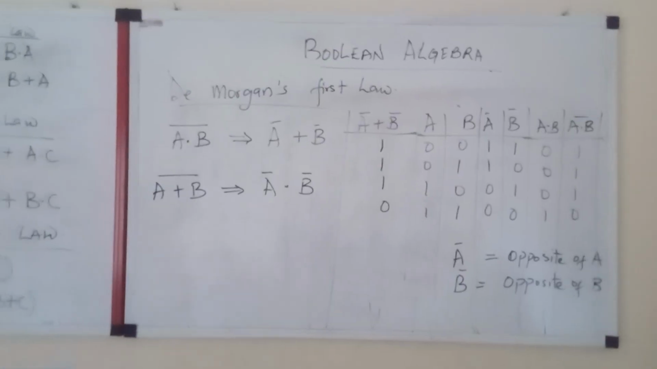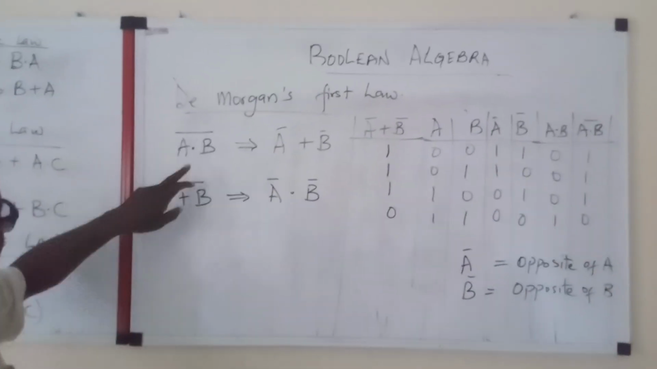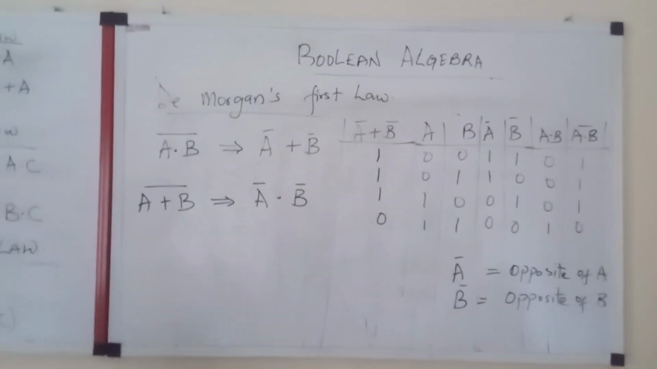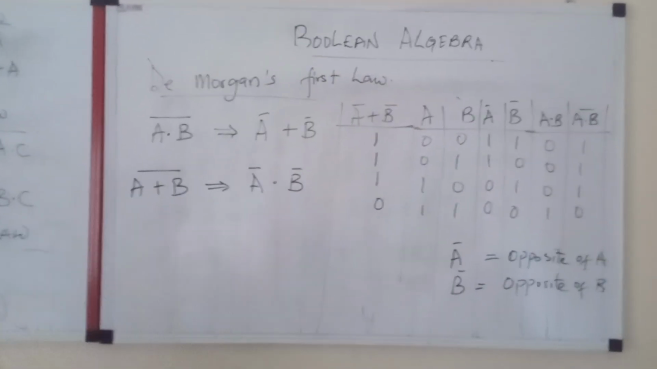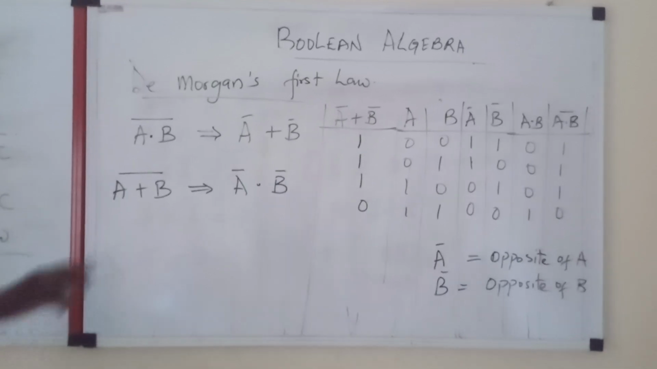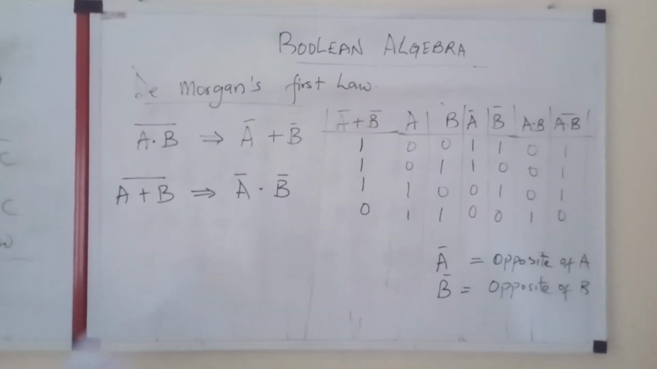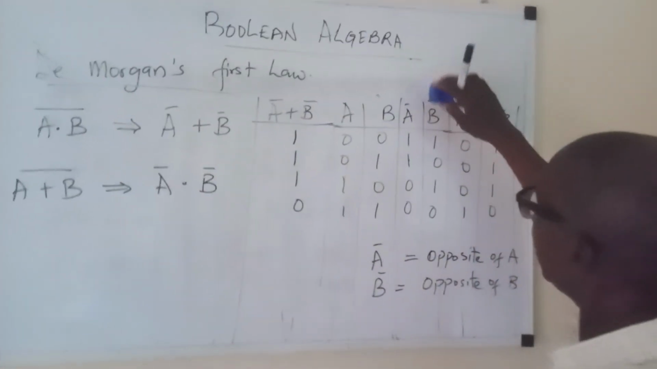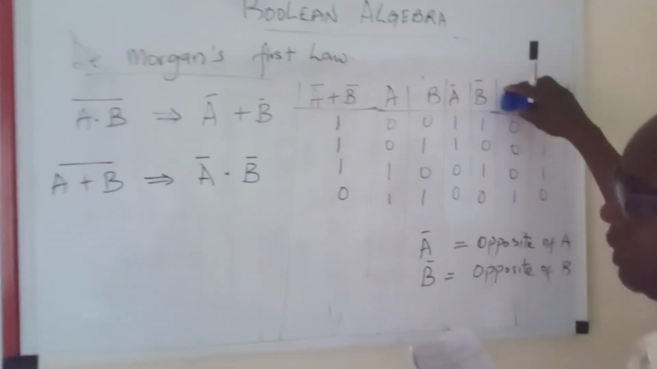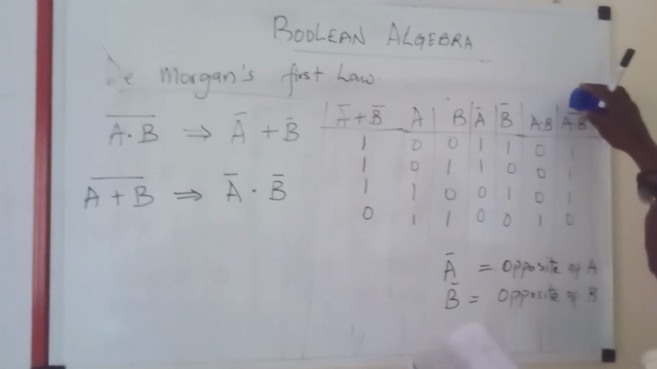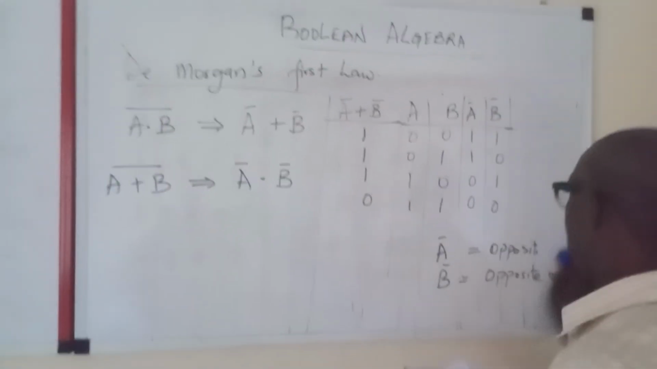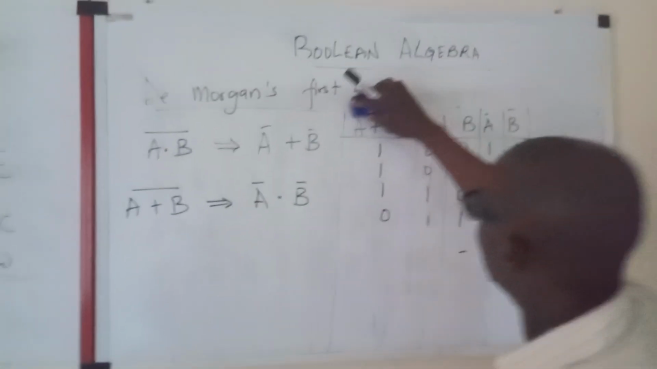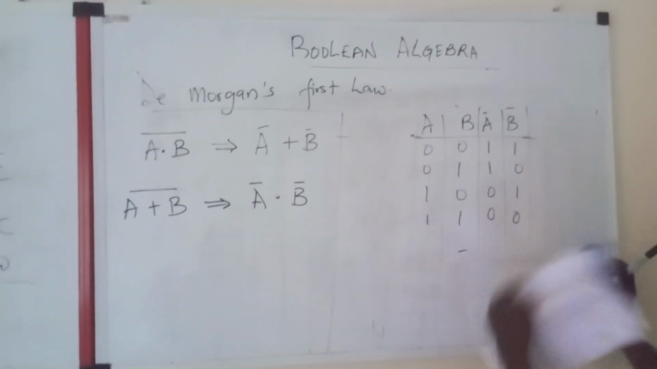A very simple way to understand this is to look at this. On this side you have AND, this side you have OR. On this side you have OR, on this side you have AND. So we're going to prove this using our truth table again to see if this actually works. You have A, B, A bar, and B bar.